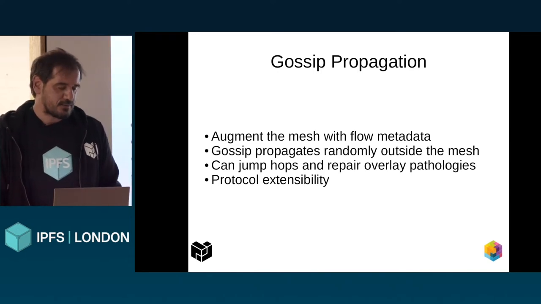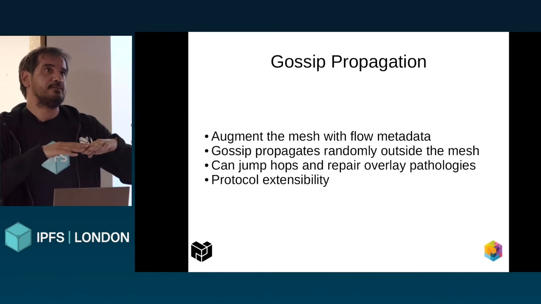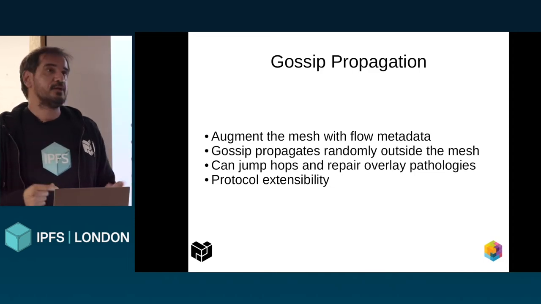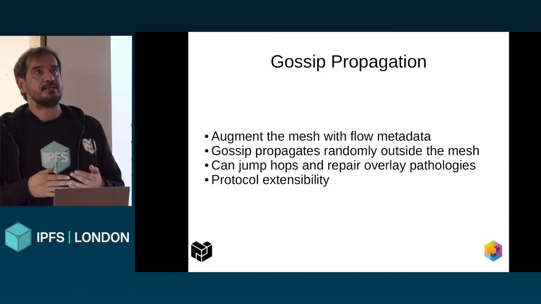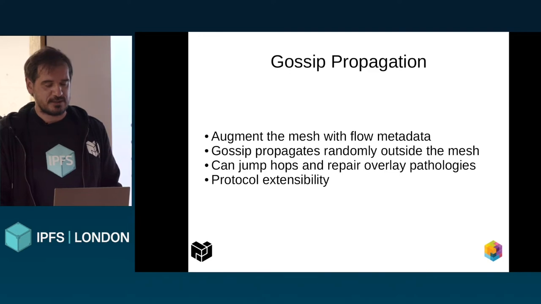Last and most important, perhaps, is that it also allows us to have an extensible protocol. Gossipsub is a baseline protocol on which you can build other protocols. You can do that by adding more control messages to the gossip that gets propagated. One of the extensions that we're already working on is epidemic broadcast trees on top of Gossipsub.